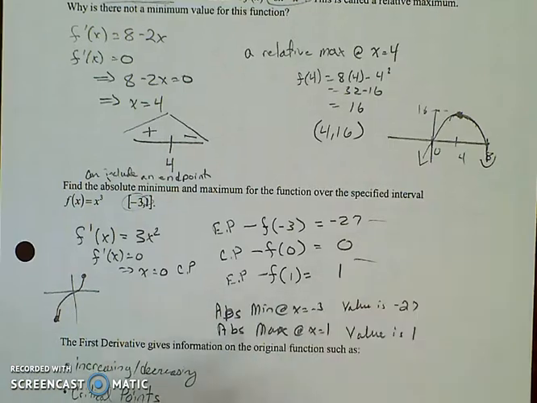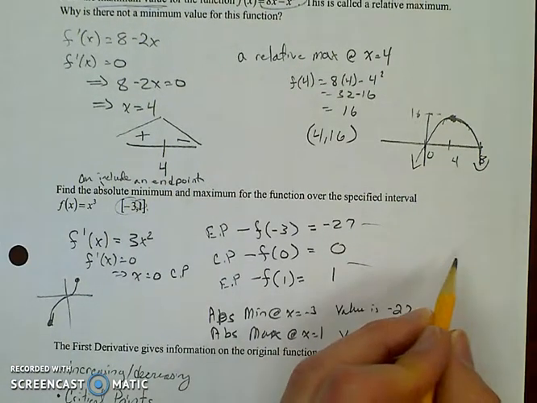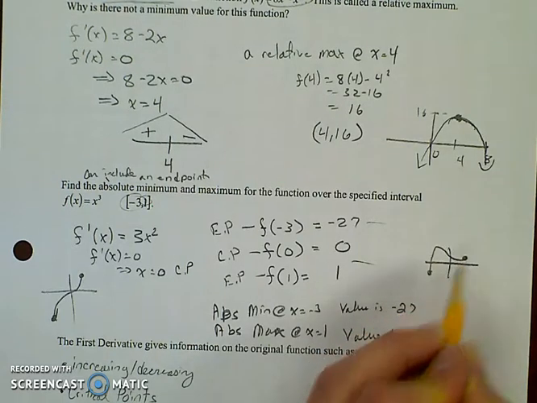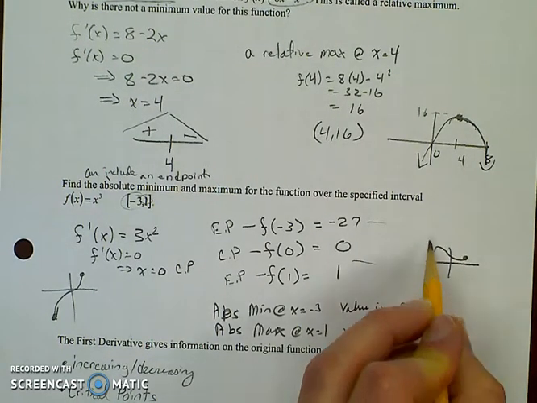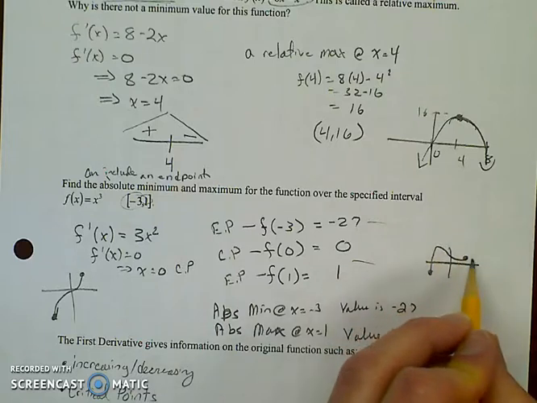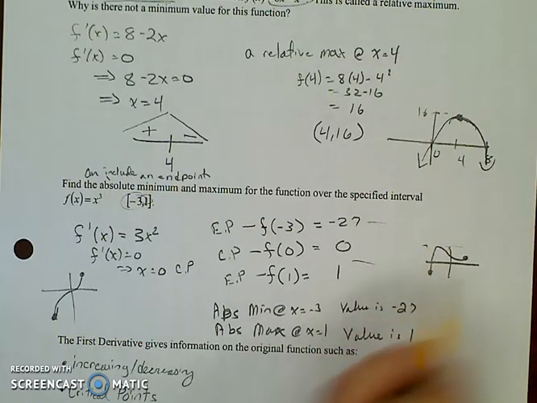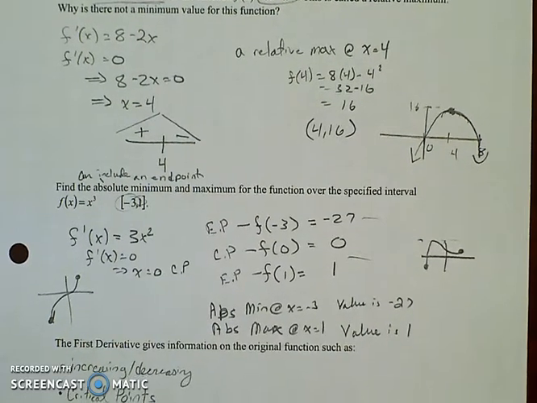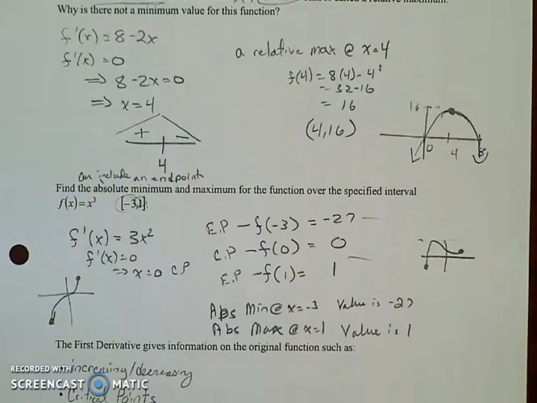Now, if a graph looks like this, this would be the absolute min, this would be the absolute max, this would be nothing but an endpoint. So we're only looking for the highest and lowest point. It just depends on whether that's a relative min or max or an endpoint. So there's your review of what we did last class.